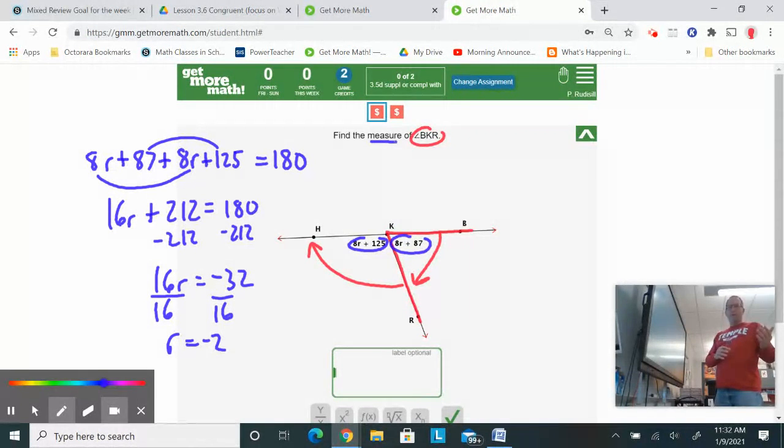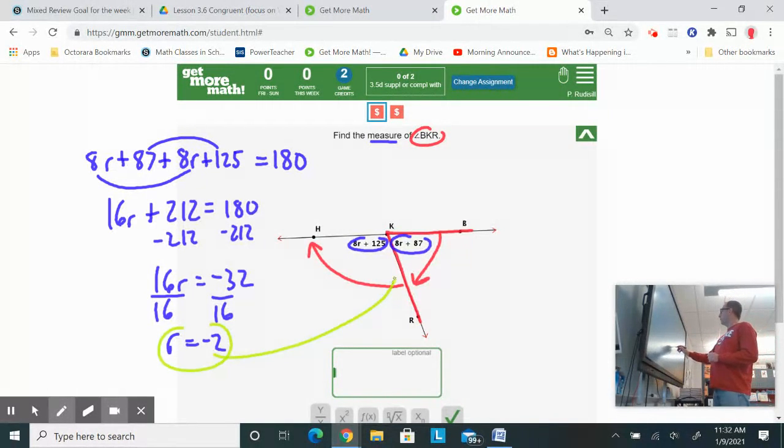We're supposed to find the angle measure. So R is just a variable. So we've got to take that measure, let me see if I can change the color here, and take that R and substitute in for R in this angle, BKR. Make sure you're substituting in for the correct angle. If I do it in the other angle, I'll get an incorrect measurement.